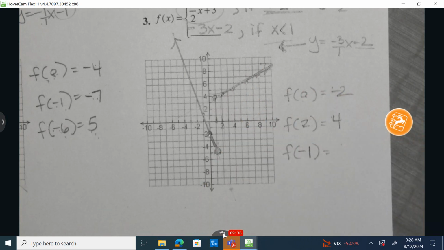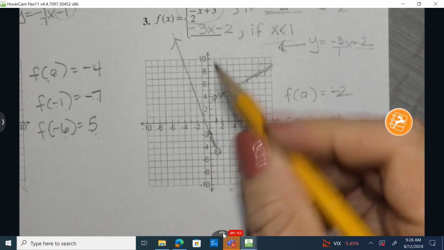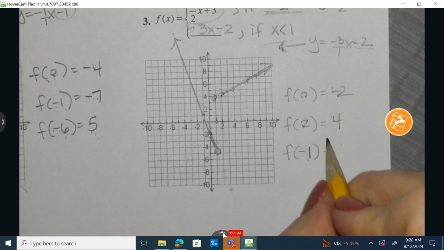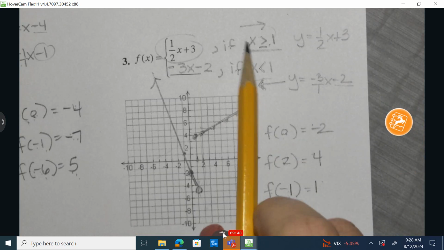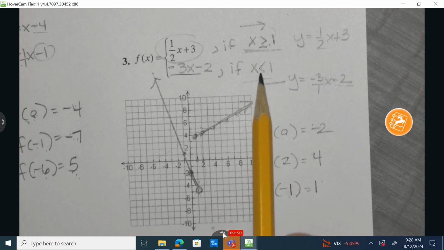Now we're going to show you how algebraically we can get the same answers in just a second. I go to where x equals negative 1, and it appears my answer is positive 1. Let's make sure that this is right. So 0. Is 0 greater than 1? No, but 0 is less than 1, so I'm going to plug 0 in.